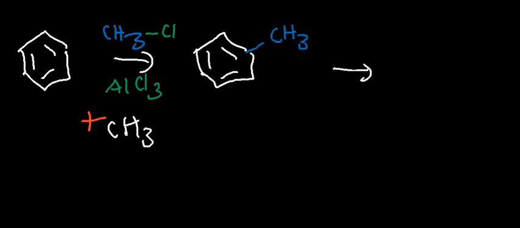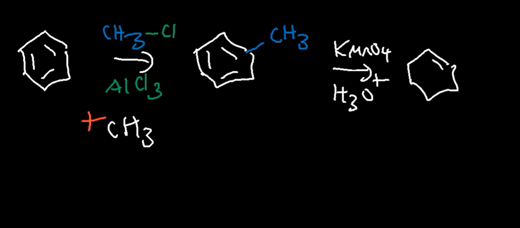Now, you can add potassium permanganate in the presence of an acid catalyst, and this is going to convert it. Well, maybe that's not a catalyst, because water is going to be consumed in the reaction. But this will be converted to a carboxylic acid. So that's how you can make benzoic acid from benzene. You can add methyl chloride, then oxidize it with potassium permanganate.